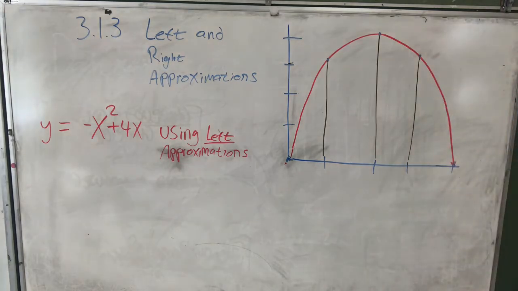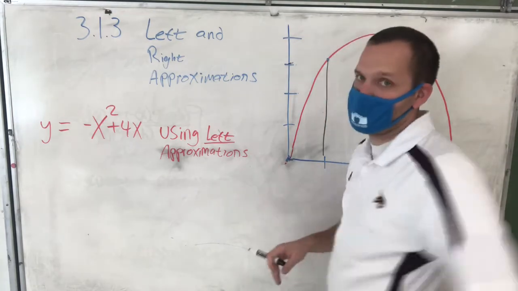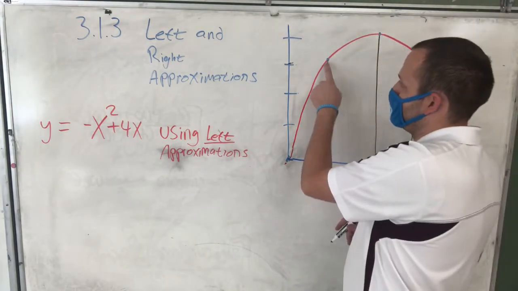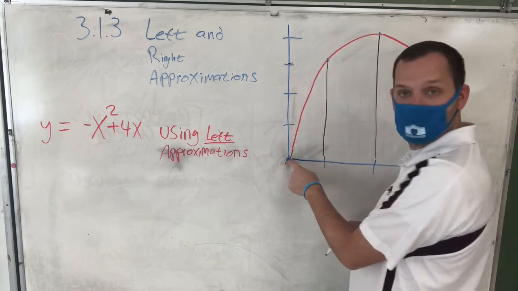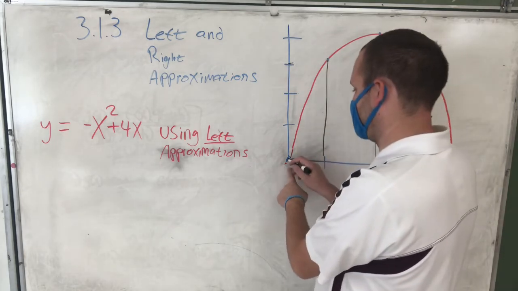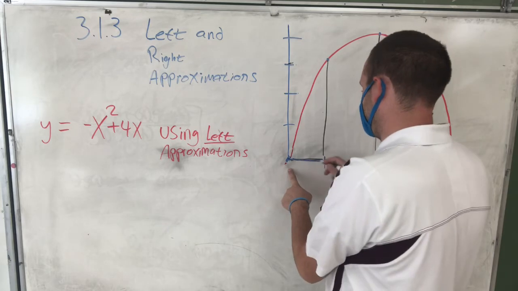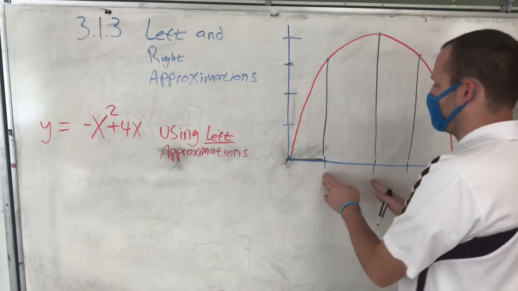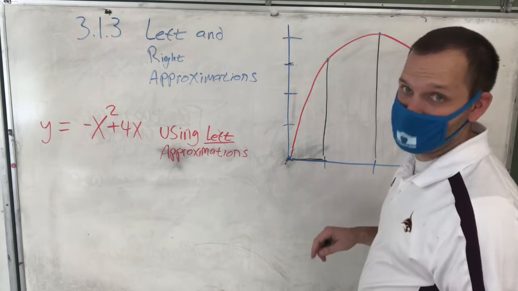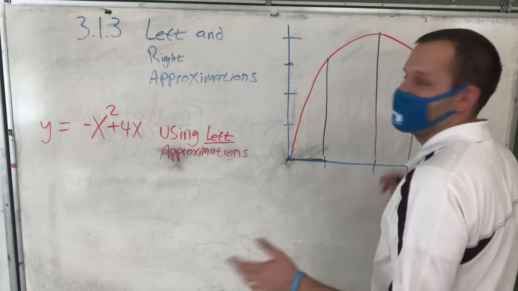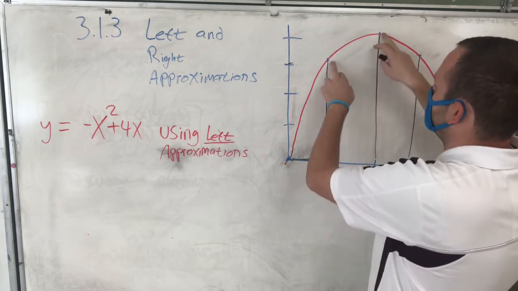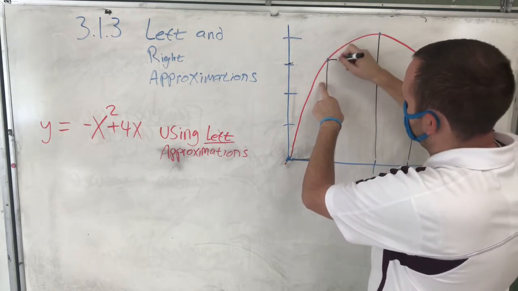Now if I'm using left approximations, I'm going to draw a rectangle based off the leftmost point. So here the leftmost point is right there. If I draw a rectangle, well, that's more just like a straight line going across it. That's not really even a rectangle, it's just a line. Let's look at the next box. Some of these are going to over approximate, some will under approximate. It averages out.